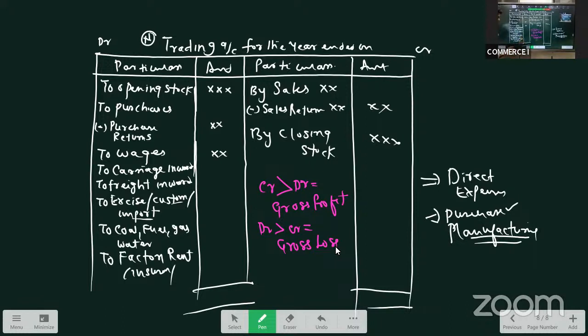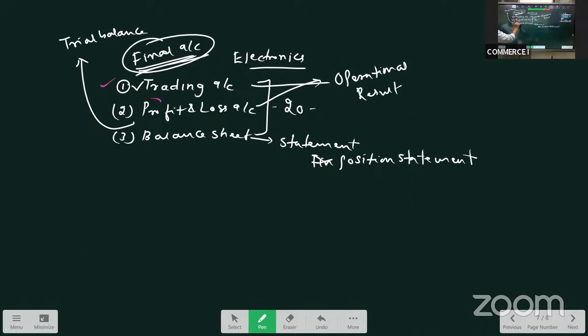If it is a gross profit, we'll write it here: to gross profit, carried down to profit and loss account. From this, what is the second step I told you? After trading account, what do we prepare? We prepare profit and loss account, no? But what is the result of trading account? It is gross profit or gross loss. Whether it is gross profit or gross loss, that will be transferred to P&L account. If it is a gross profit, we take it on the credit side of P&L account. And if it is a gross loss, we take it on the debit side of P&L account.